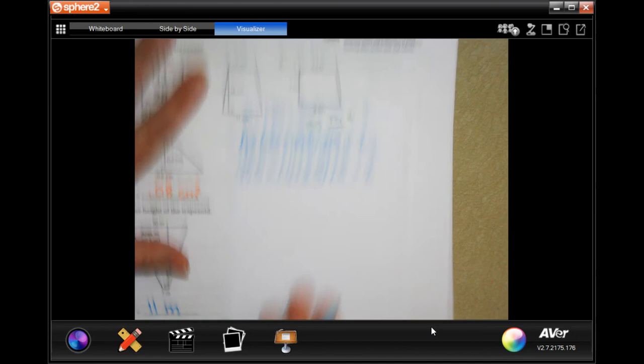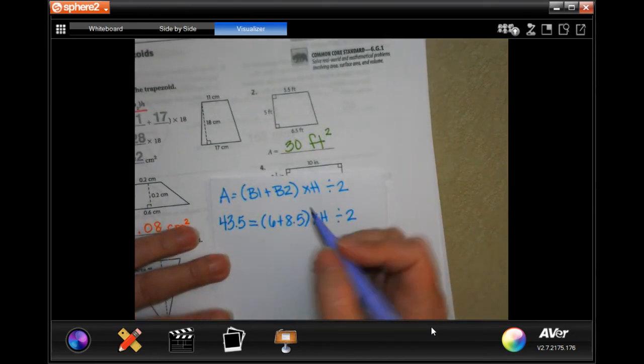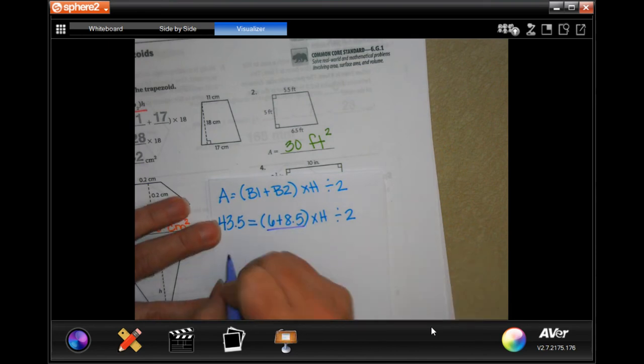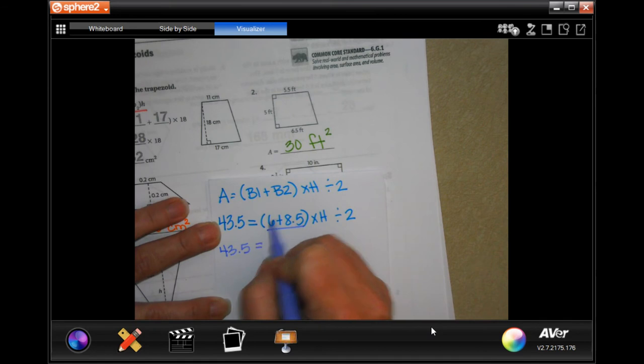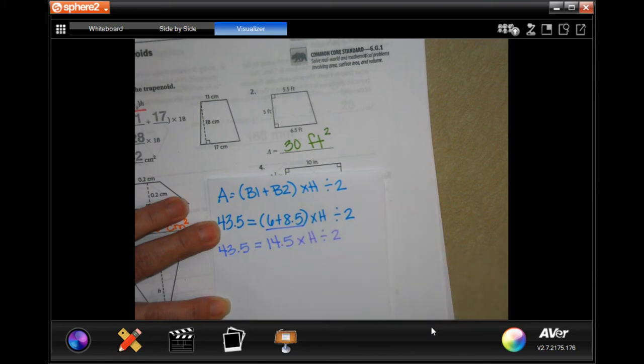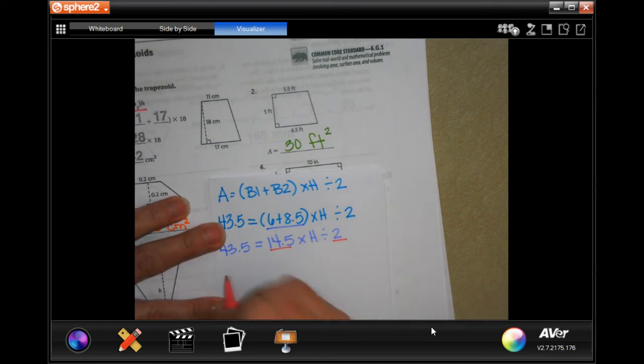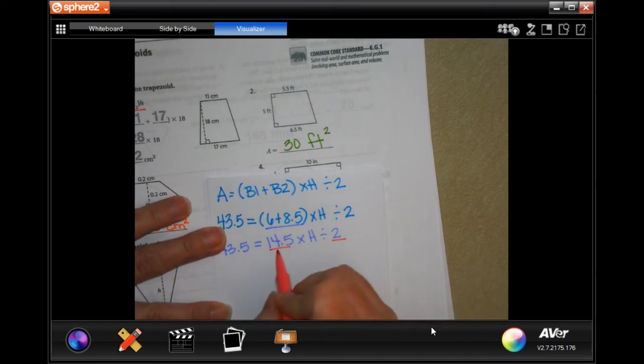Okay, ready? Let's do it. First I'm going to combine these. So I'm going to rewrite the rest. Okay, this is going to be 14.5. Now I'm going to do 14.5 by 2. So half of 14 is 7. Half of 0.5 is going to be 0.25.